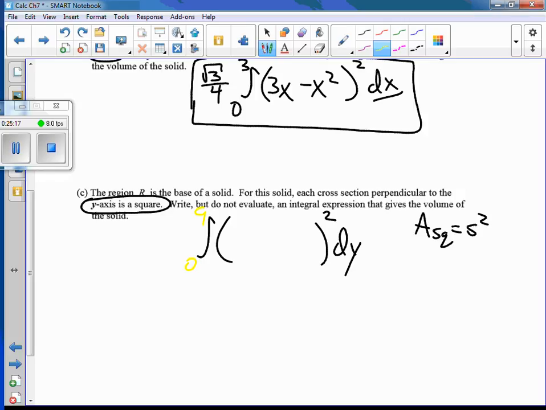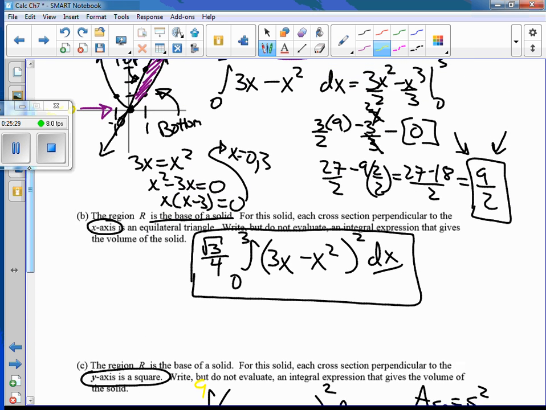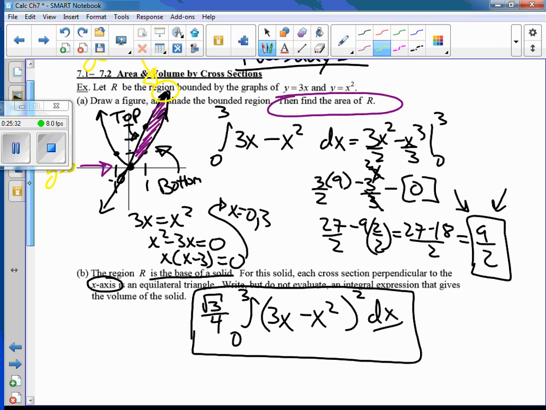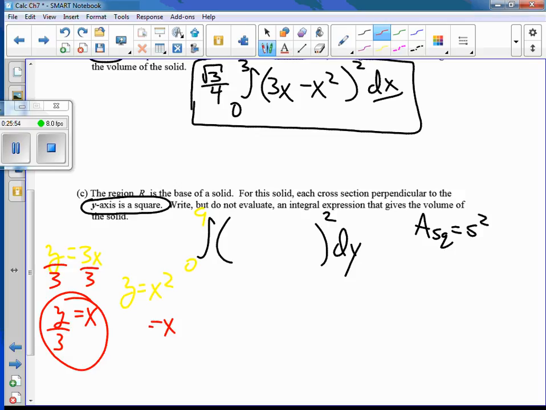Now the last thing I need to do is to put the equations inside. Now remember, this is dy. This is with respect to the y-axis, so we do right minus left. So let's go back up here. What equations do we have? We have y equals 3x and y equals x squared. So let's get each one in terms of y. All right, there they are.